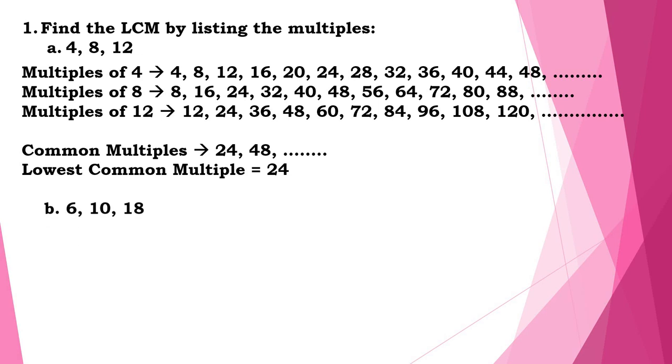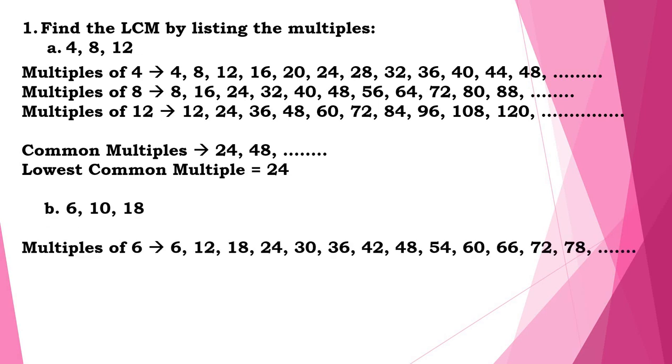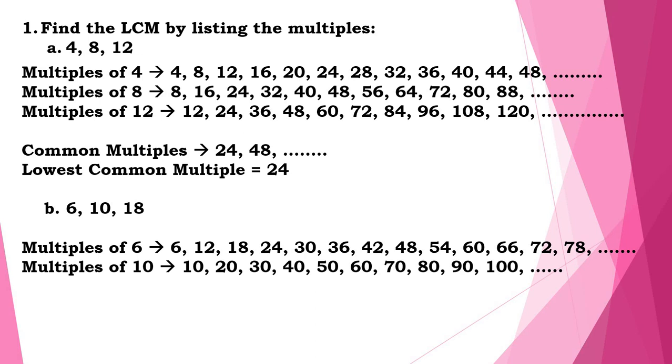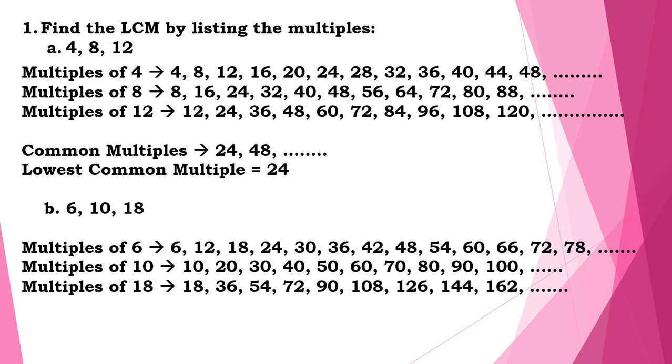6, 10, 18. So multiples of 6 are these. Multiples of 10 are, and multiples of 18. So what are the common multiples here? See, the common multiple will be 90.